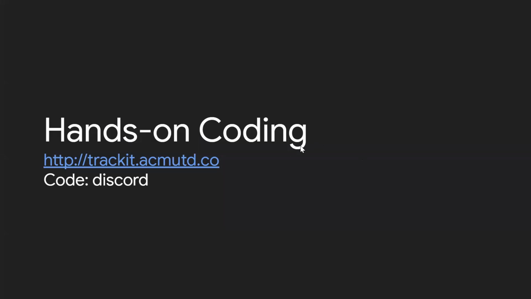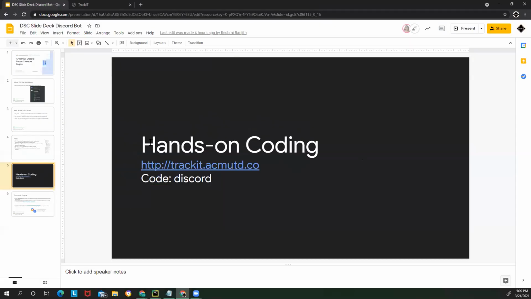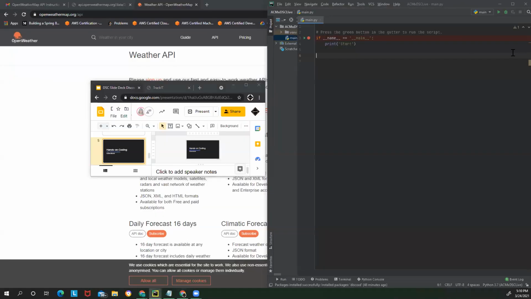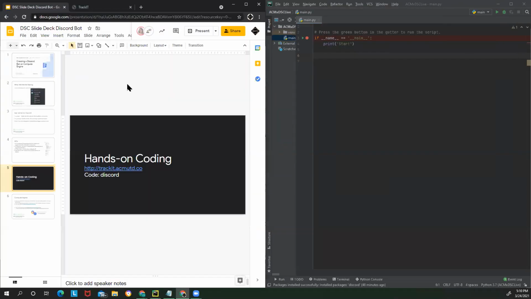So this is the Trackit link, and this would be the code for today's workshop. Then I will wait for everyone to get ready. Let me just align it. And let me try to see in chat. Okay, when everyone is ready, then we can begin with the coding part.